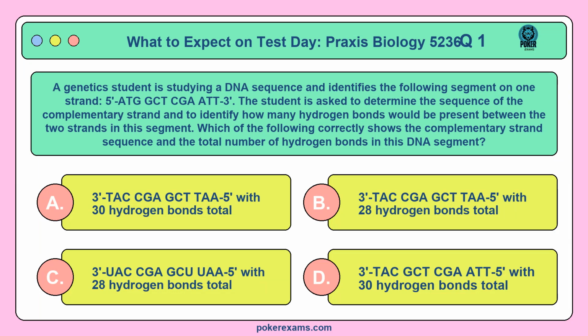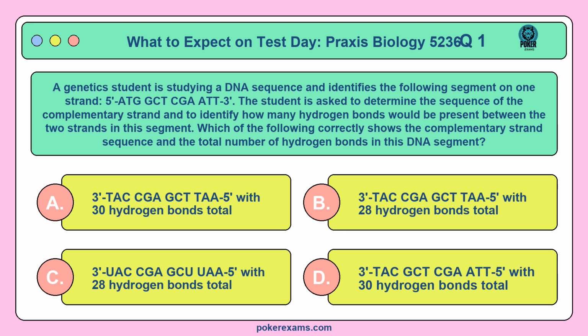Praxis Biology 5236 Preparation Quiz. Question 1. A genetics student is studying a DNA sequence and identifies the following segment on one strand: 5' ATG-GCT-CGA-ATT 3'. The student is asked to determine the sequence of the complementary strand and to identify how many hydrogen bonds would be present between the two strands in this segment.